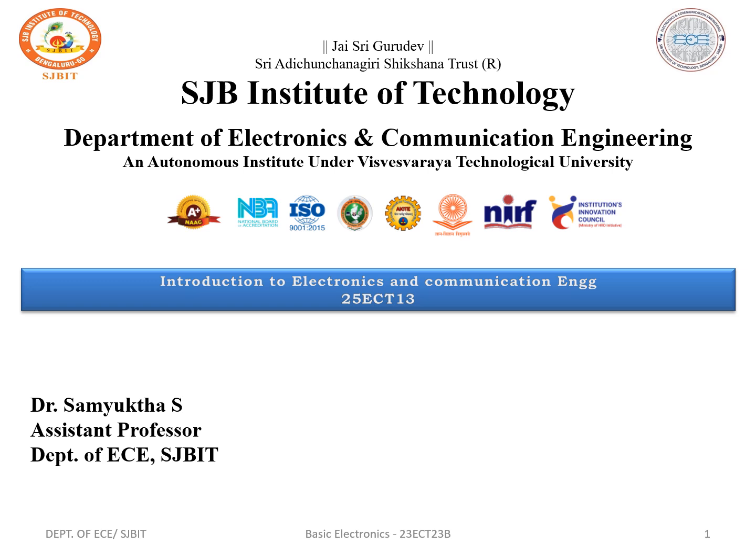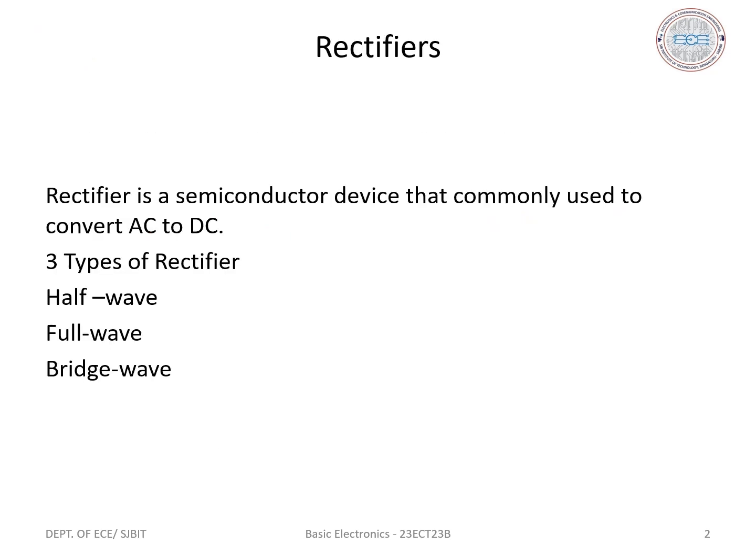In this video, I am going to explain to you about rectifiers. A rectifier is a semiconductor device that is commonly used to convert alternating current to direct current. There are three types of rectifiers: half wave rectifier, full wave rectifier, and bridge rectifier. The half-wave rectifier consists of a single diode. The full-wave rectifier circuit consists of two diodes, whereas the bridge rectifier circuit consists of four diodes.